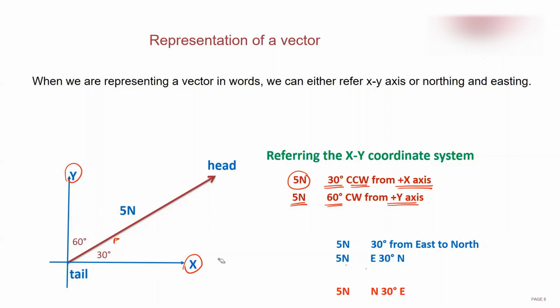If we use the compass directions, this is our north and this is our east. So we can say 5 newtons, 30 degrees from east to north, or else we can write it east to north like this. Or else we can refer to the north and write 5 newtons from north to east, 60 degrees.